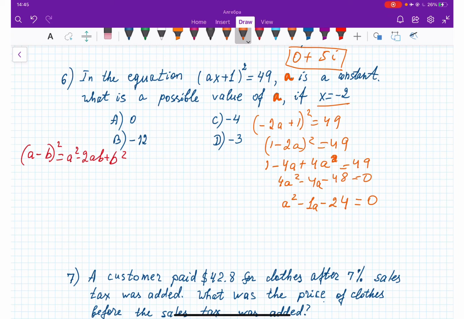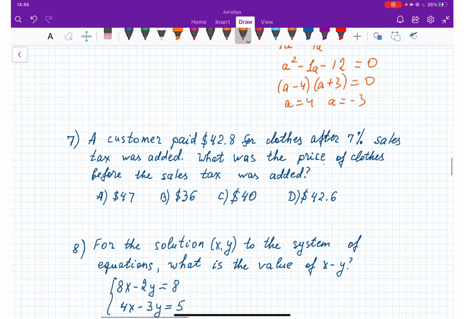Reducing by 4, for some reason I'm getting 12. 48 divided by 4, yeah, 12. So if I factor it, it's going to be a minus 4, a plus 3, and it's equal 0. So from here, a is equal 4, a is equal negative 3. Which one is going to be D? One of these answers, negative 3.